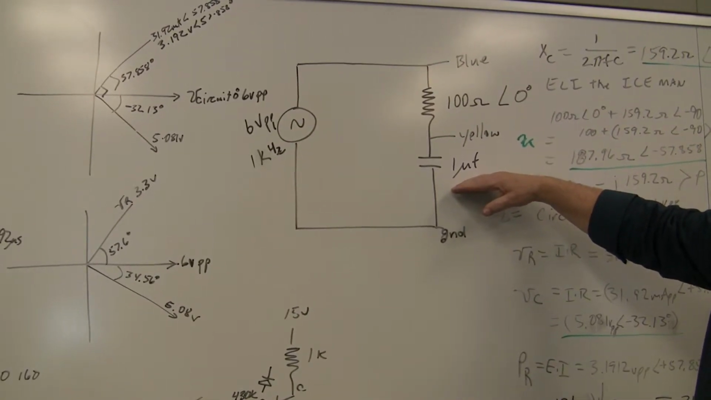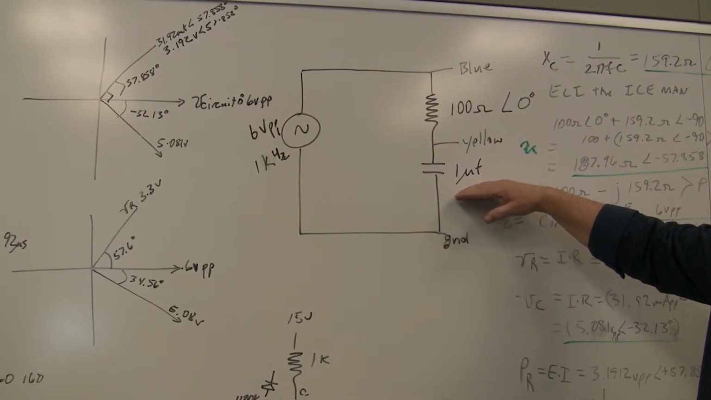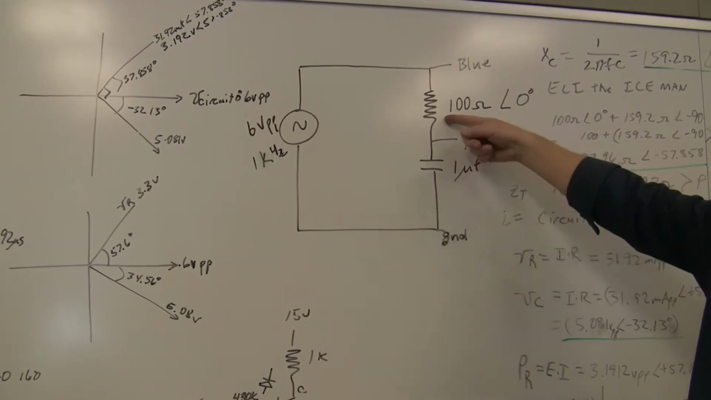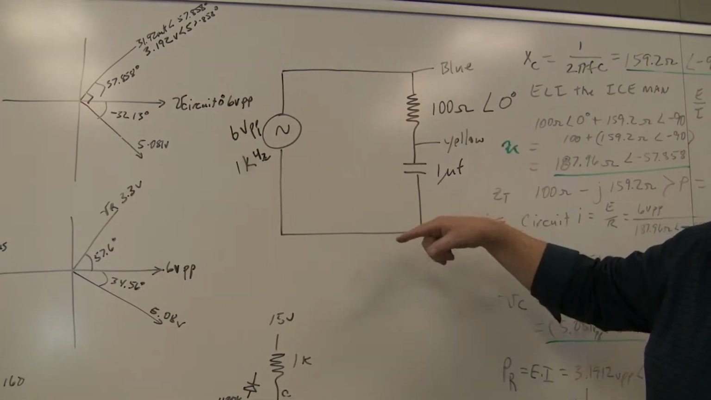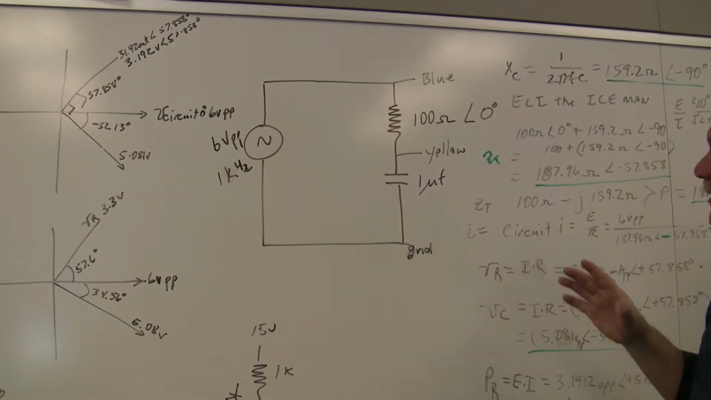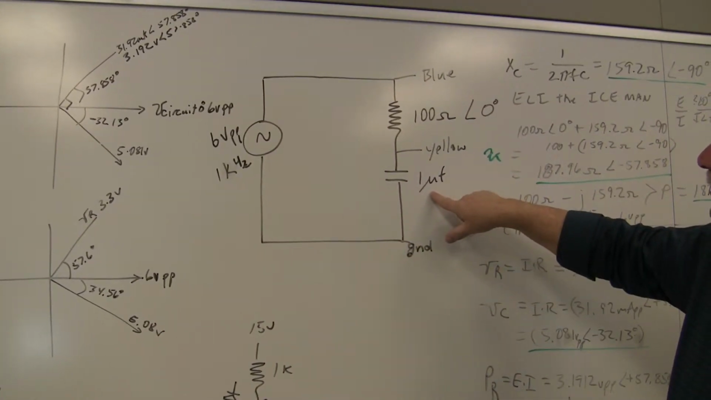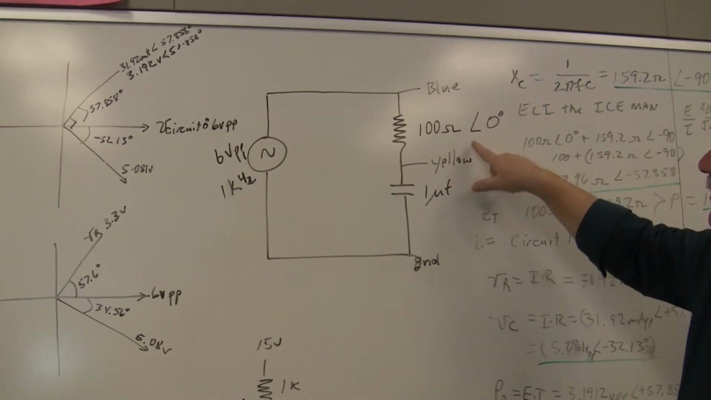In order to do Z total, I've got to think back to Ohm's law. Remember Ohm's law? If that was a resistor, which it is, and this was a resistor, basically you just add them together and find current. Ohm's law still works, except this is a little different. That's 100 ohms at an angle of 0 degrees.